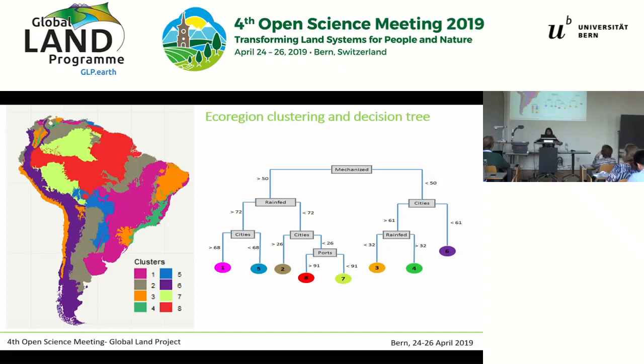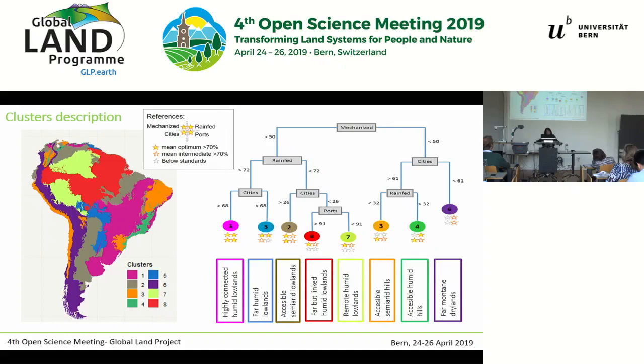And then we rank those clusters with our star method. We gave them 1 star per attribute, and this star will be a full star if the optimum land for that attribute was more than 70%. It's a half star if the mean intermediate land was more than 70%, and a ghost or gray star if it didn't meet that criteria.